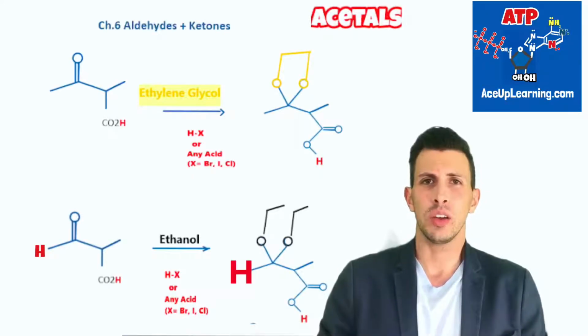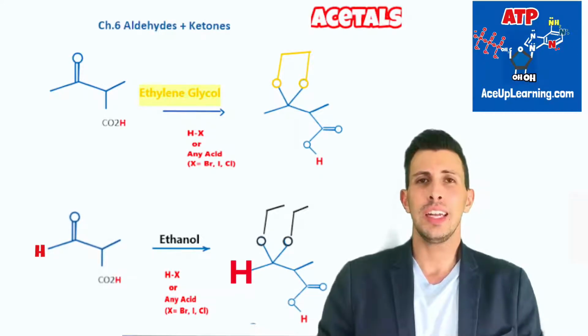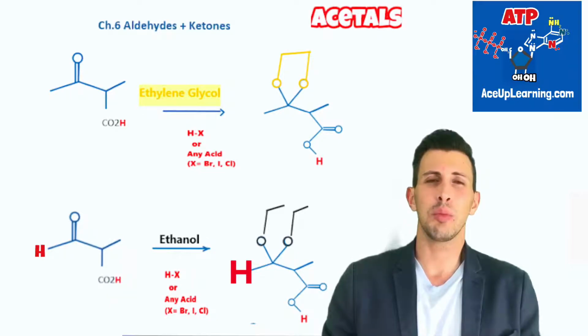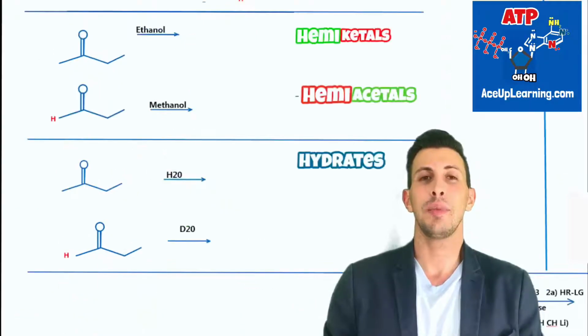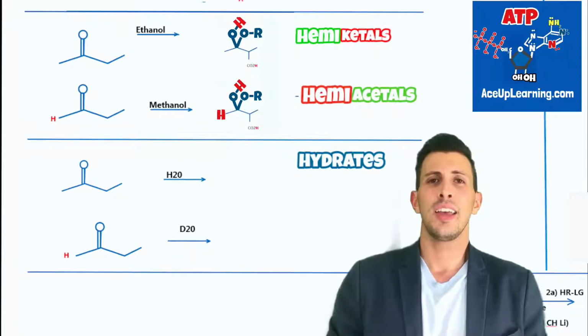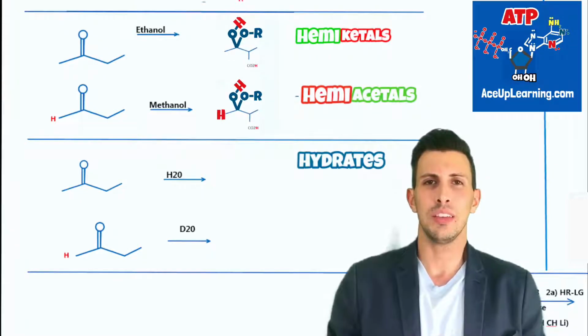Whenever you have an aldehyde or a ketone, if you have an alcohol in the presence of an acid, then that's going to enable the generation of the acetal group. If you have an alcohol in the presence of an aldehyde or a ketone, then you're only going to be able to establish a hemiacetal for an aldehyde, and for a ketone, you're going to generate a hemiketal.